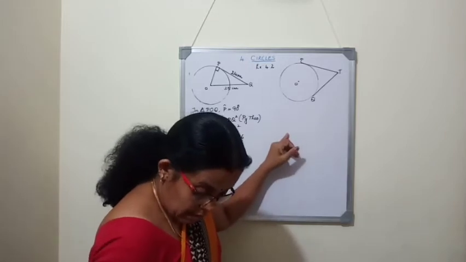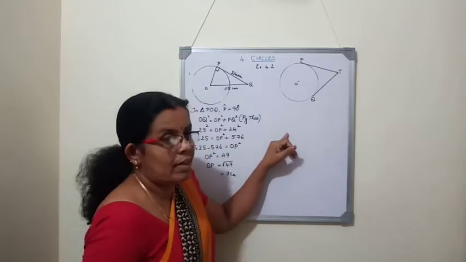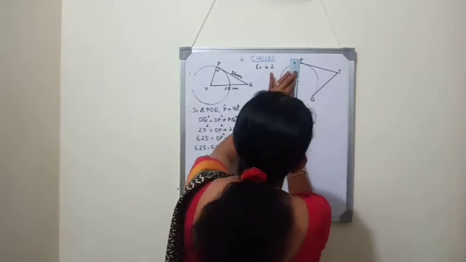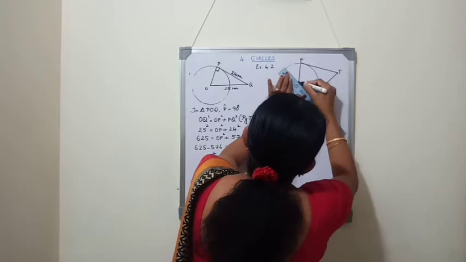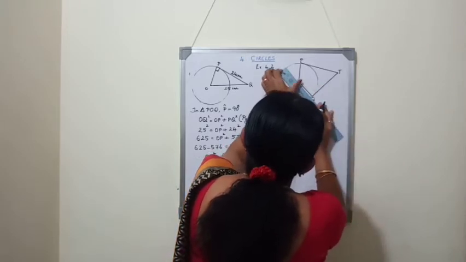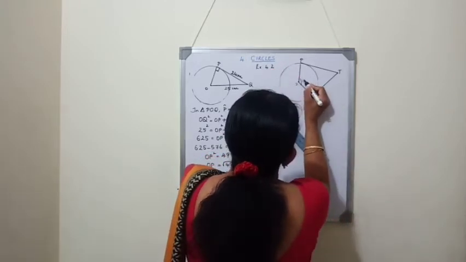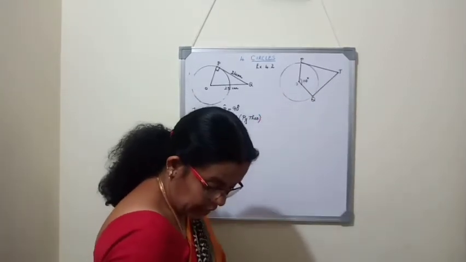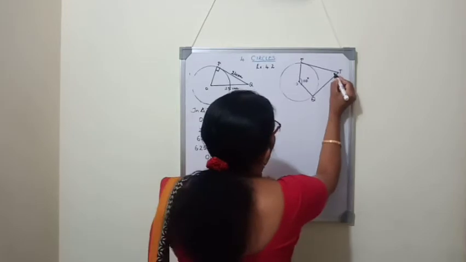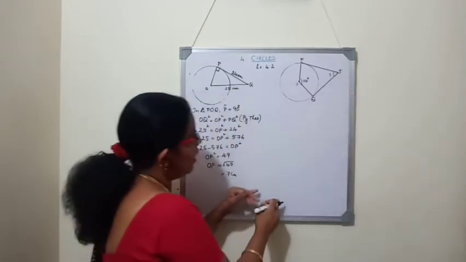Angle POQ is 110 degree. So we will mark the angle. It is 110. We have to find out angle PTQ. This angle we have to find out.